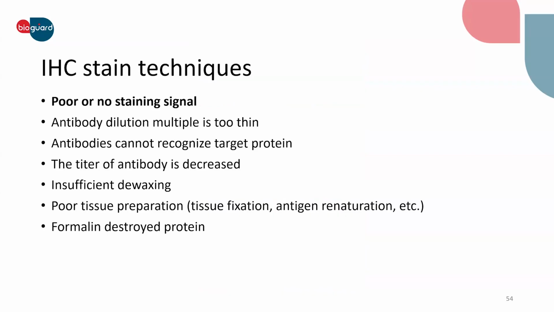Okay, let's talk about a common IHC challenge: poor or no staining signals. That usually happens when the antibody dilution multiple is too thin, the antibodies cannot recognize the target protein, or the titer of the antibodies has decreased, or there is insufficient dewaxing, or poor tissue preparation, tissue fixation, and tissue maturation, and formalin destroyed protein.